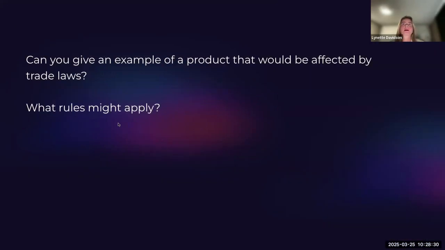So if you now think about a product that will be affected by trade laws, could you maybe name any example of a product that has to comply with the rules created between the nations? And if so, maybe you could also answer what rules might apply. I will give you a minute or two to think about this question, ladies and gentlemen, to make it more interactive, and maybe you already have some examples you would like to share with us today.